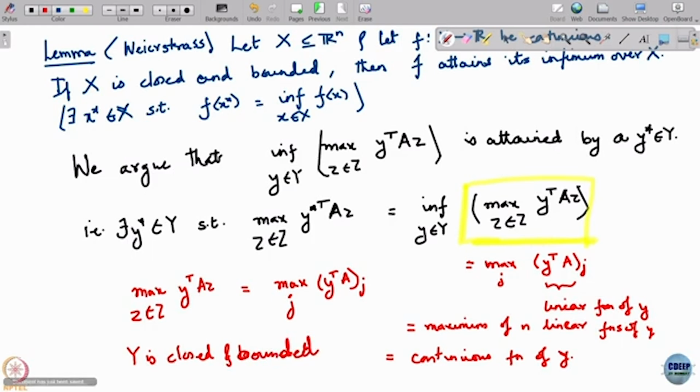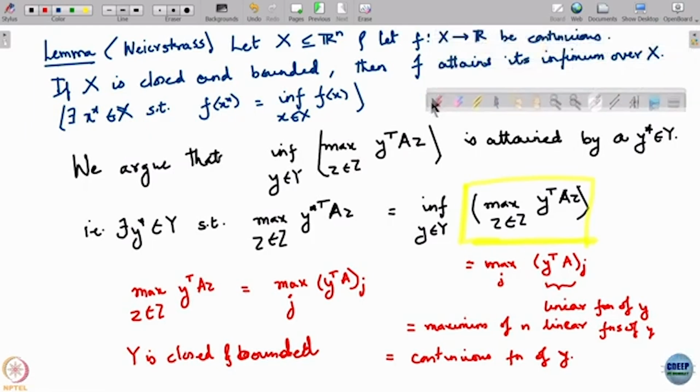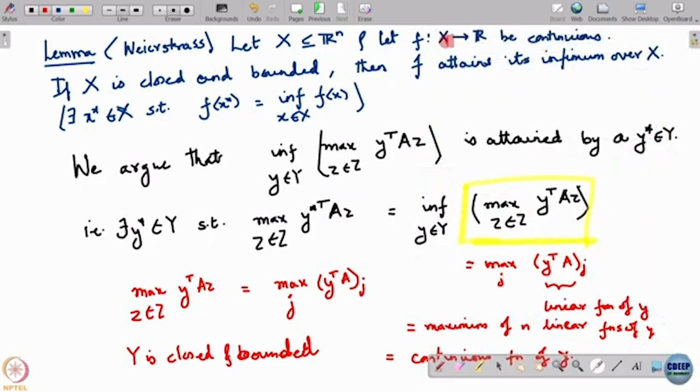So what this means is you can directly apply Weierstrass theorem now. Weierstrass theorem is basically asking you to check two things. It says that if your function is continuous and you are minimizing it over a closed and bounded set, then its minimum is attained. The boxed function is continuous, that's what we just argued. You're minimizing it over a closed and bounded set capital Y. So there is going to be a Y star that attains this infimum.